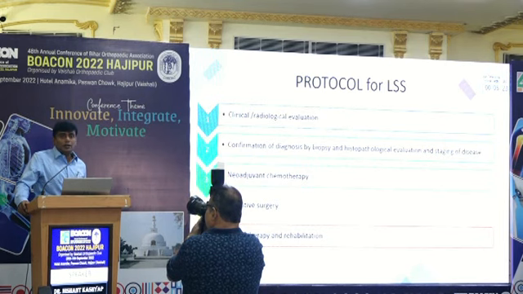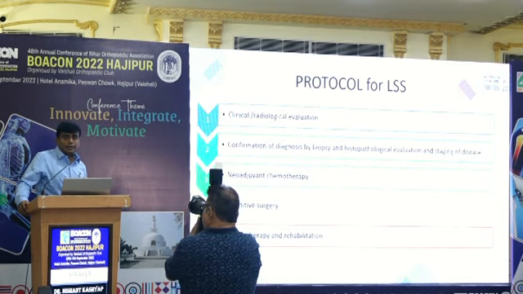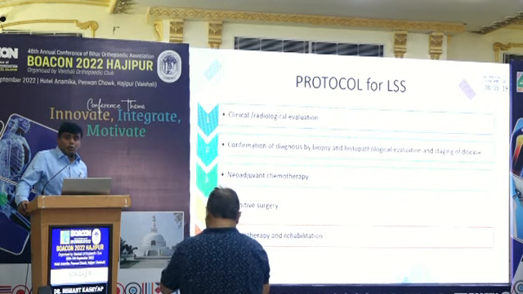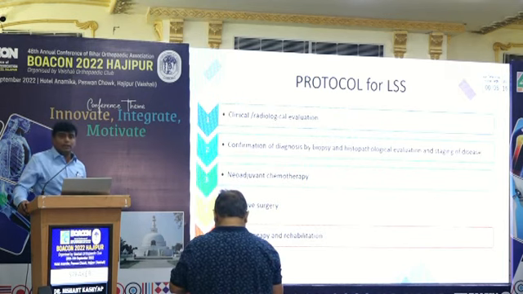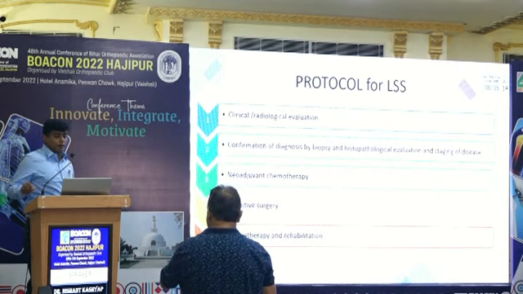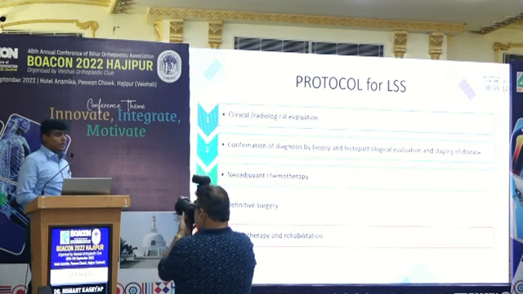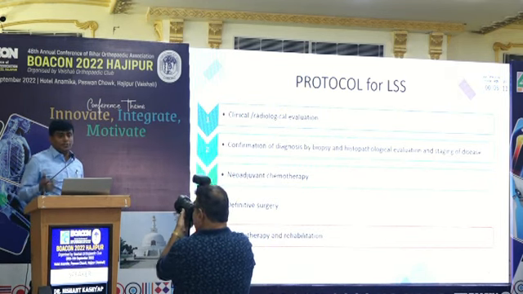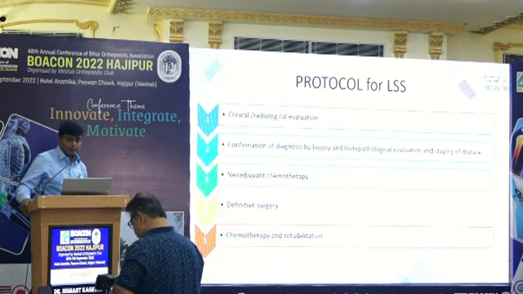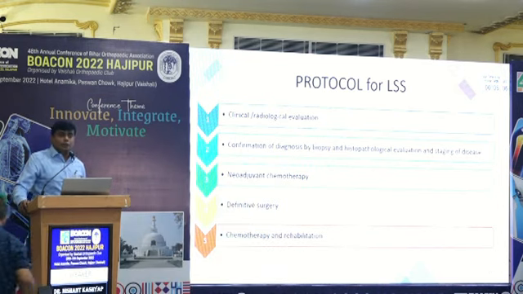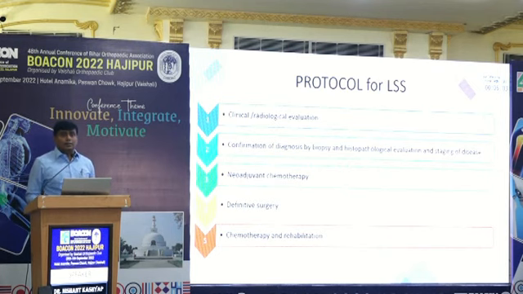After confirmation by the radiology and clinically, you have to confirm the diagnosis by the biopsy, either by needle biopsy or by open biopsy, and confirm the report with the histopathological report. Then finally, staging of the disease should be done, followed by neoadjuvant chemotherapy, plus or minus, depending upon the cases and the stages of the disease. And followed by definitive surgery you have to plan, and followed by chemotherapy and rehabilitation depending upon the stages of the disease.